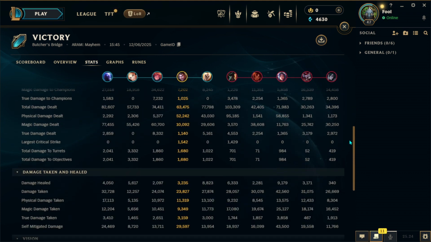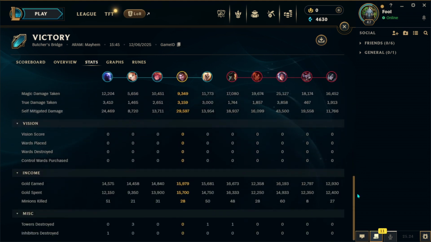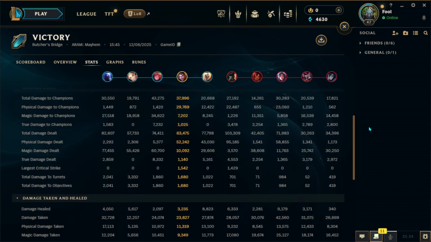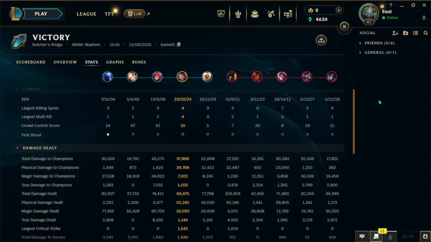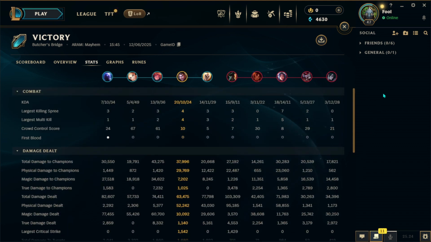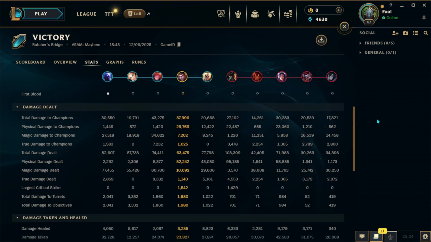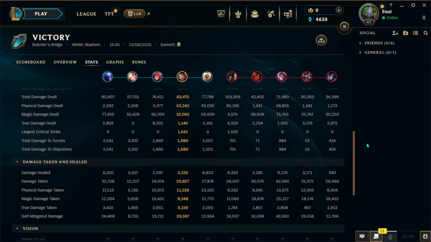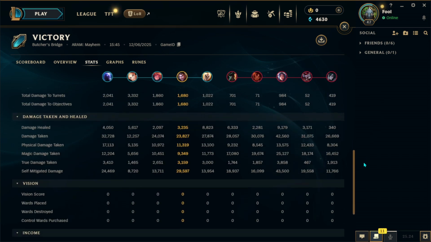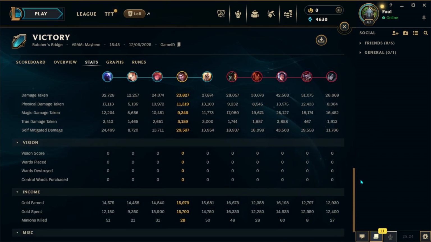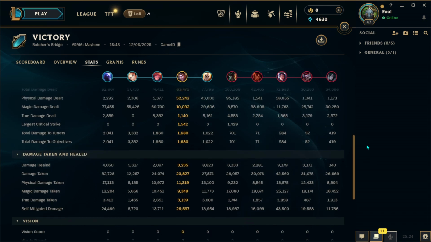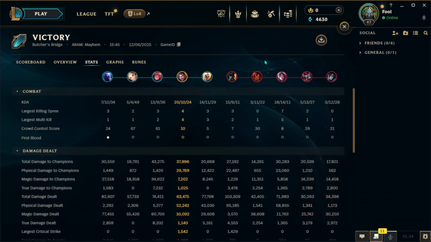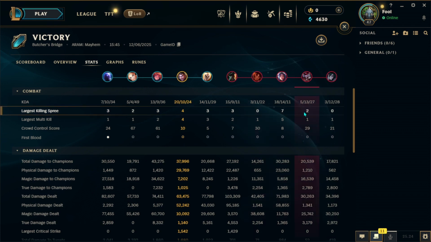On the Stats tab, you'll find raw numbers for every player in that match. This includes things like total damage dealt, damage taken, gold earned, creep score, kill participation, vision score, and more. Use these numbers to understand your contribution in context. For example, if you played a damage dealer, compare your total damage and gold to others in similar roles. If you played support, look at vision score, assists, and damage mitigated to gauge your impact.